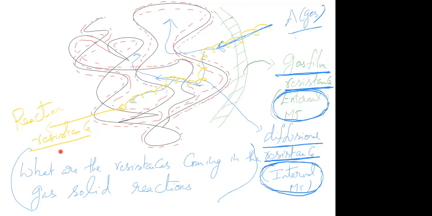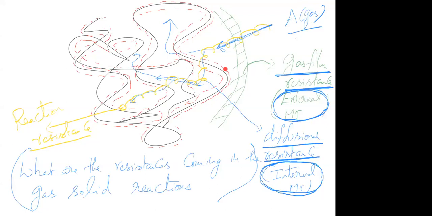Suppose there is no catalyst, then what? How many resistances do you have? Do you have gas film resistance even without the catalyst? Do you have a film when there is no catalyst? Why is there a film? Because the gas is in contact with the solid surface. That is why there is a film formation. If there are no two phases, there is no concept of film.